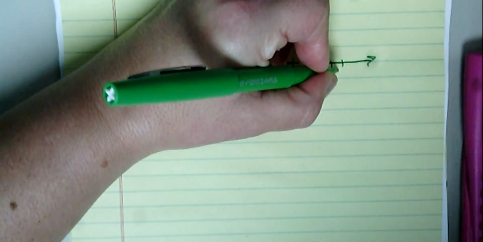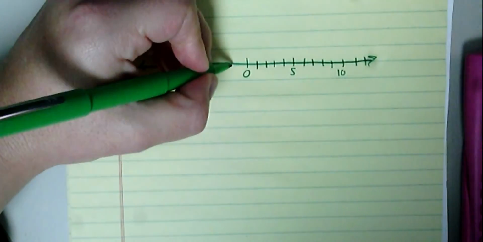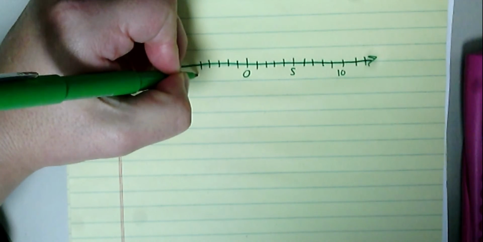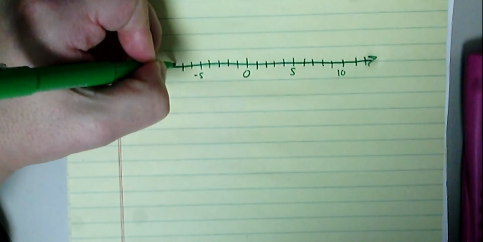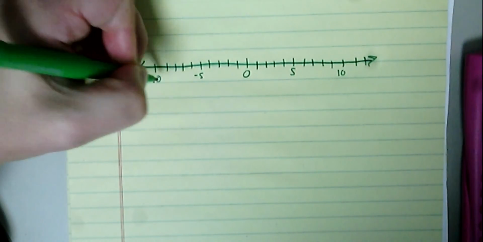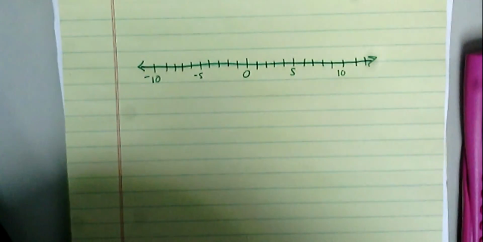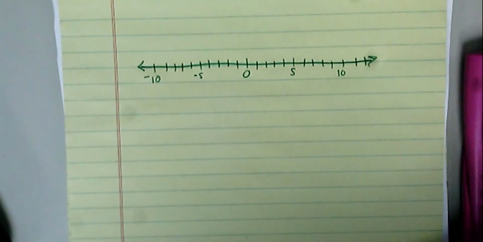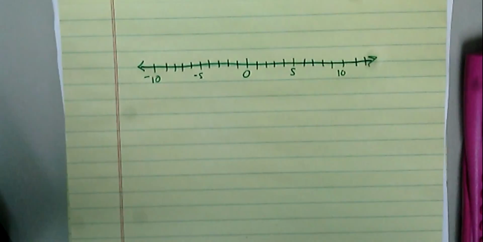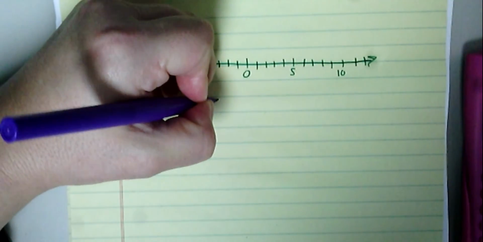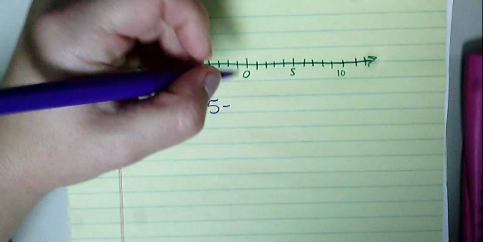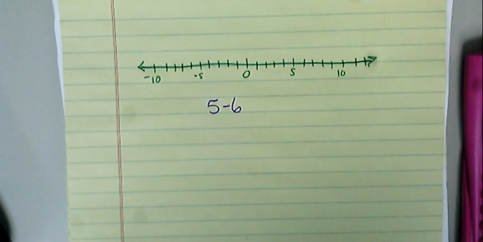Okay, start with 0, 1, 2, 3, 4, 5, 6, 7, 8, 9, 10, 11, 12, then negative 1, 2, 3, 4, 5, which is negative 5, 6, 7, 8, 9, 10. There. Okay. So I have my number line, and I'm going to do 5 minus 6. Okay? 5 minus 6.